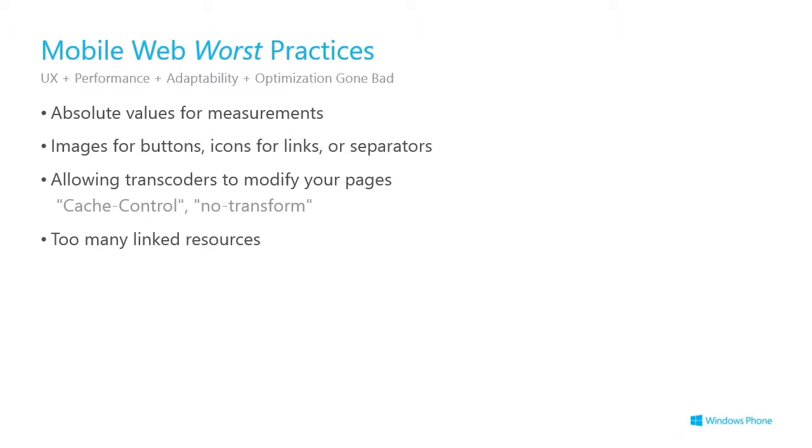Well, guess what? These transcoders weren't taken out of commission. They're all over the internet. So when you're building mobile web pages, you don't want to risk having a transcoder mess with your page. So you can put in a cache control header and say no transform so it leaves your page intact when it's going through. Kind of like the advertisements, don't have too many linked resources because you can't control the speed of where they are coming from.